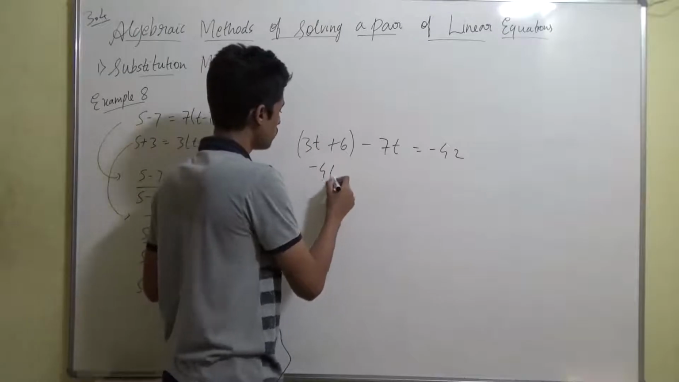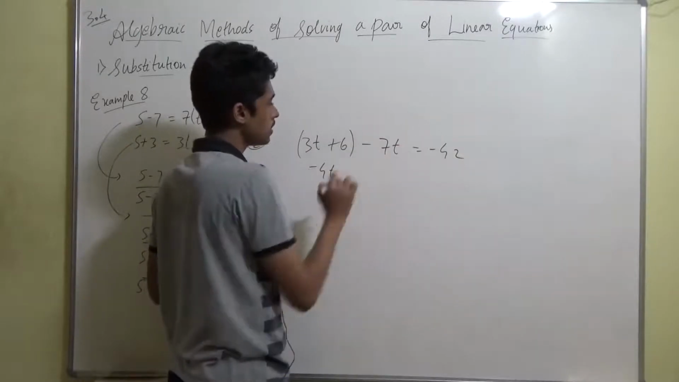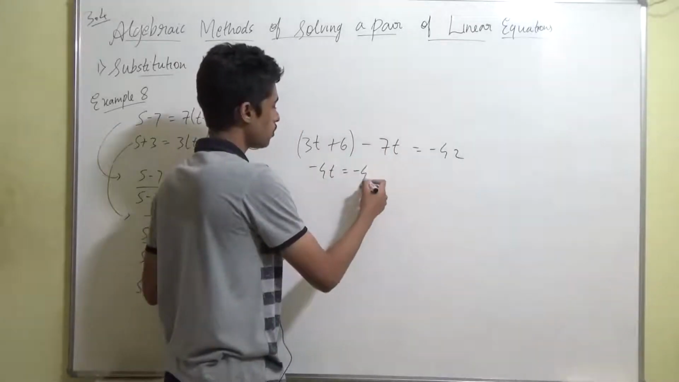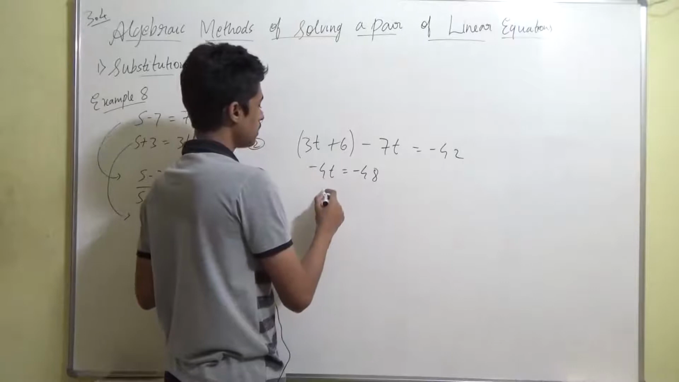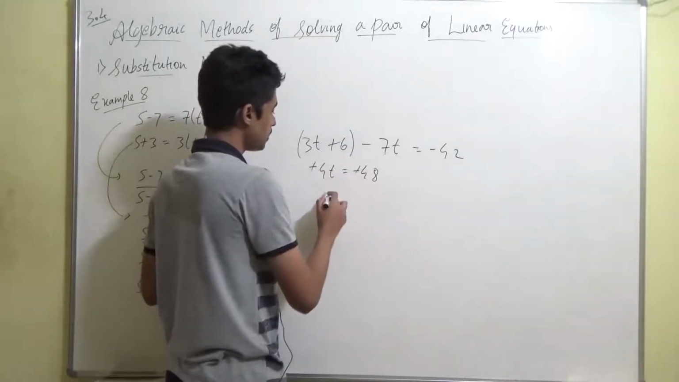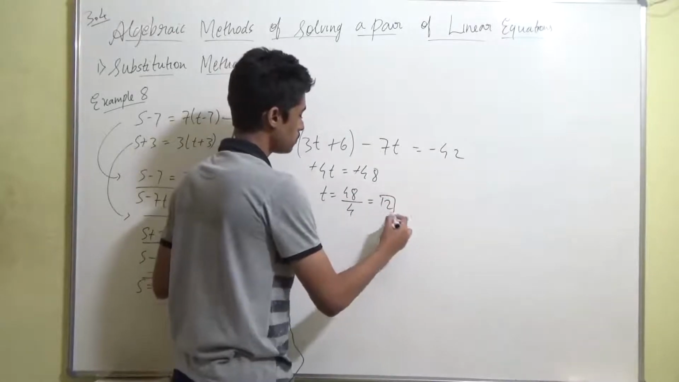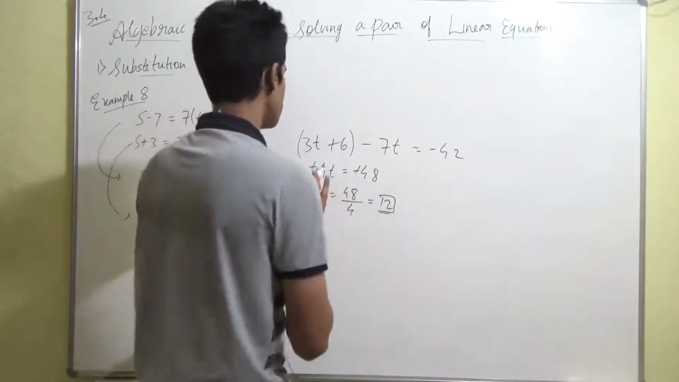Now let's expand this, let's do the calculations. It will become minus 4t, this will go to the other side, plus 6 will become minus 6, so it will become minus 48, right? And minus minus gets cancelled, t will be equal to 48 by 4, which is equal to 12. So the value of t which we got is 12.